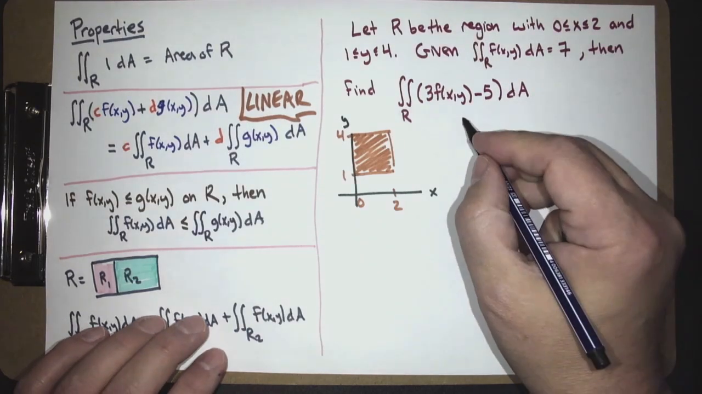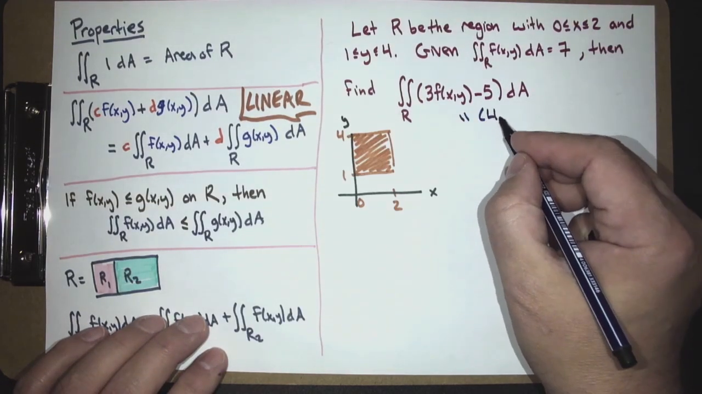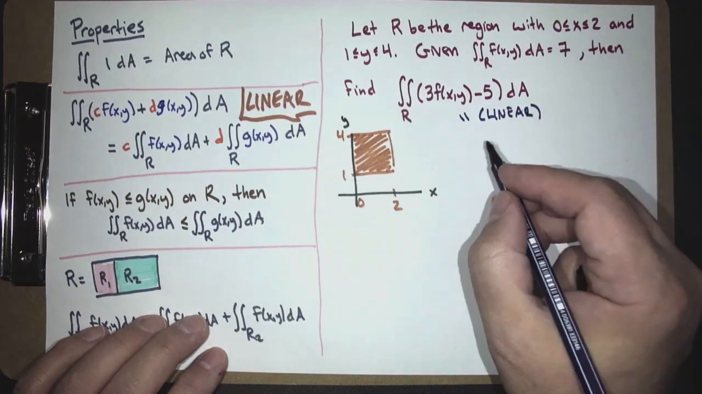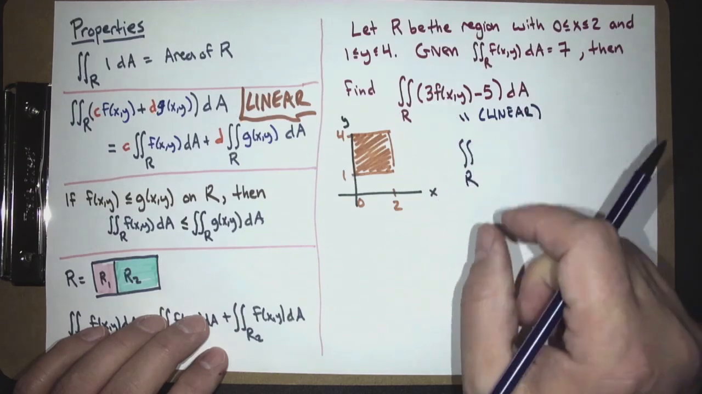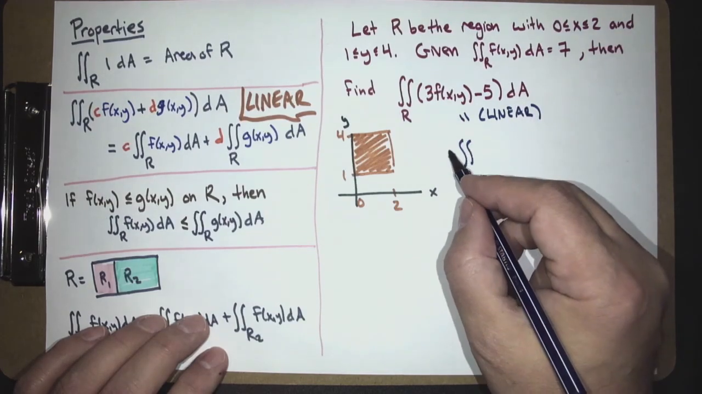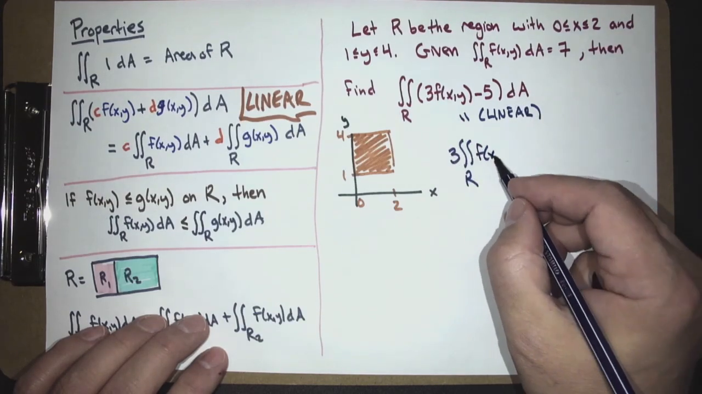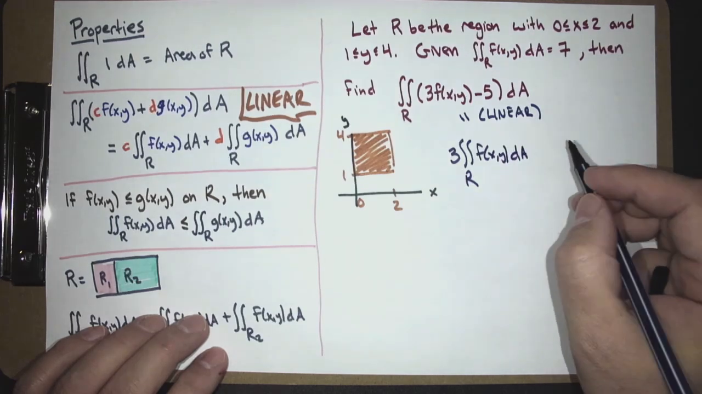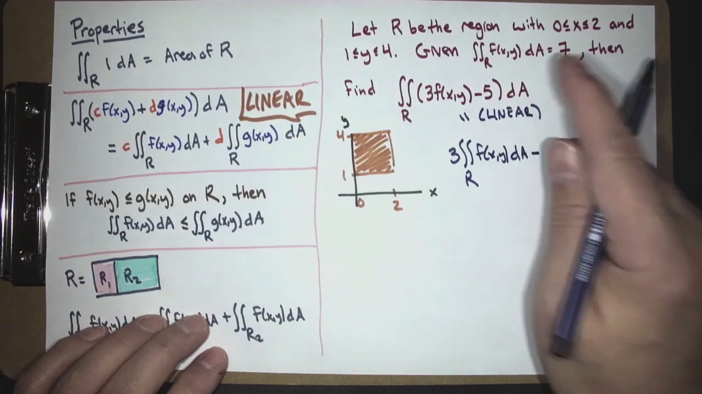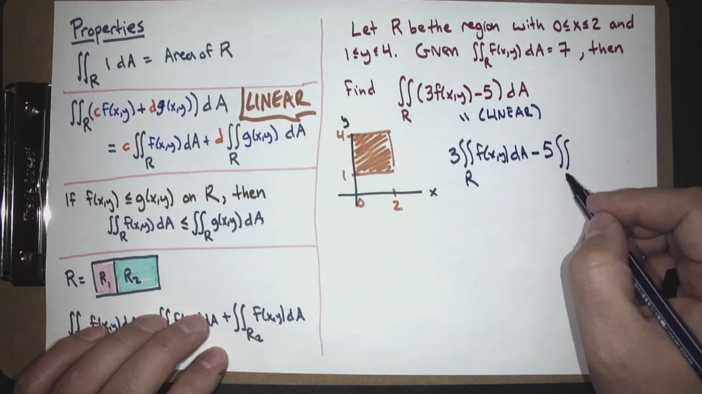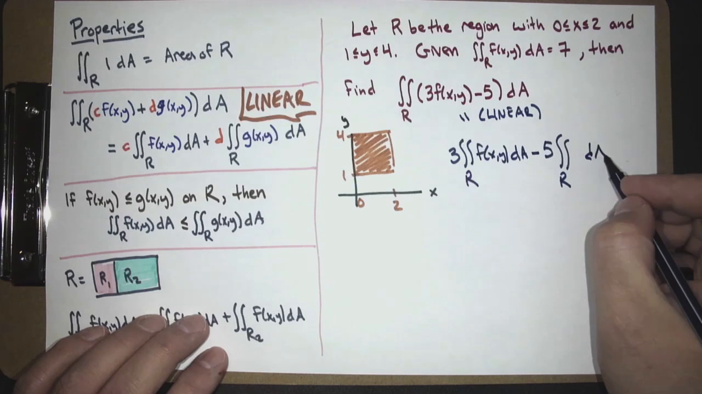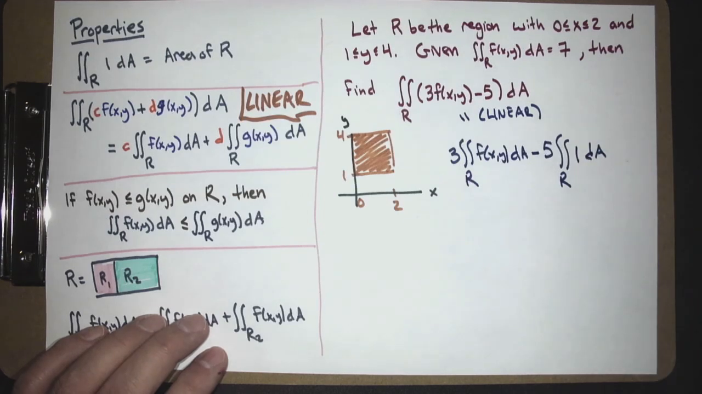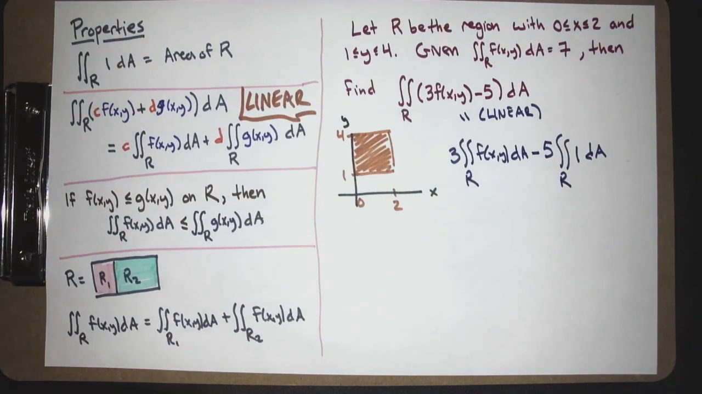So using linear, if this is our integral, what can we do with the 3? Yeah, we can move it out front: 3 times the integral of f of xy dA. And then minus, the 5 is also a constant. We can pull that out of the integral. But if I pull it out, what am I integrating? Yeah, I'm integrating dA. Sometimes we say 1 dA or just dA. All right, so using linear, then what?